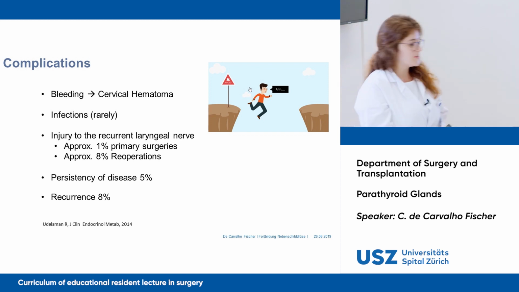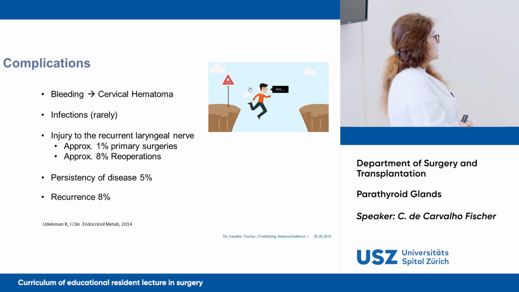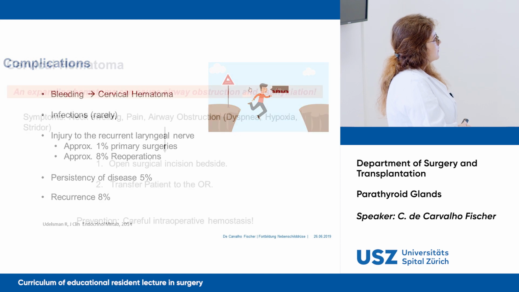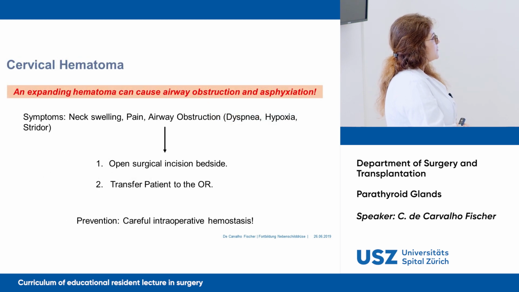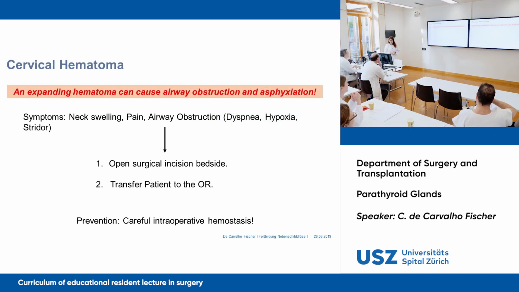Equally, disease can persist in 5% of cases and recur in 8% of cases. So, cervical hematoma. It's important to remember that an expanding hematoma can cause airway obstruction and asphyxiation. Symptoms are neck swelling, pain, and airway obstruction.